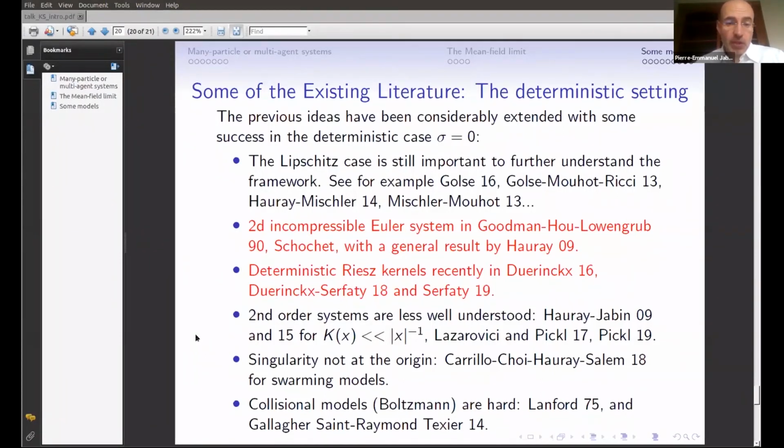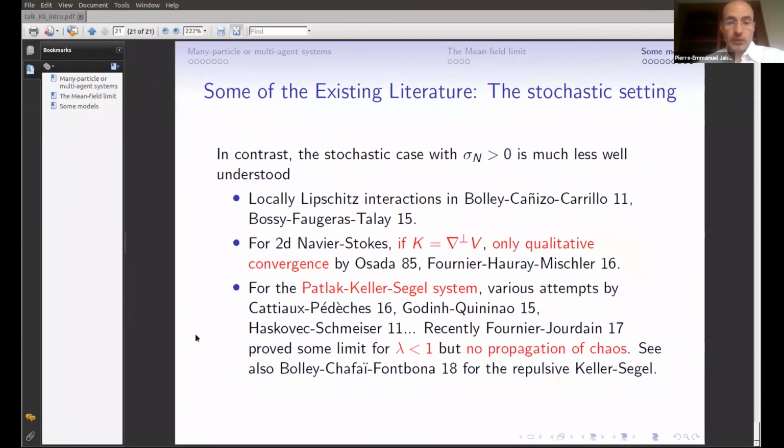The case that is not as well understood is the case of second-order systems, even though there have been some great recent results by Bresch in particular. And again, I want to emphasize that collisional models are a lot harder than all of this. For the stochastic case, what we know is so much more limited.